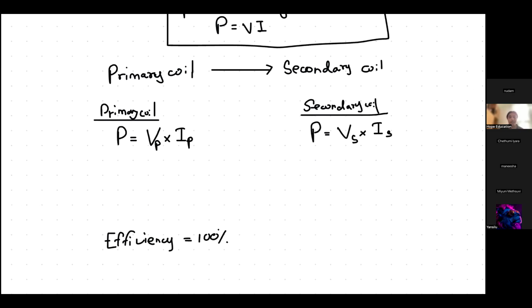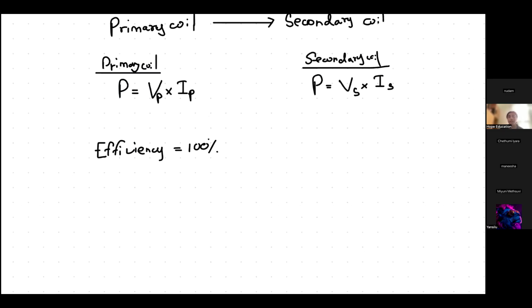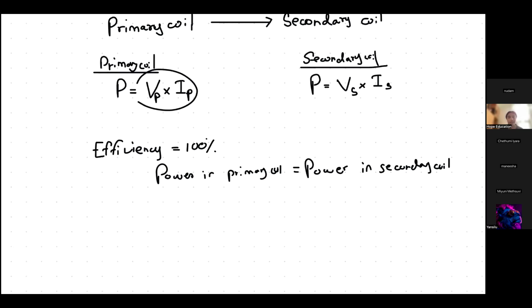If the efficiency is 100%, the power in the primary coil and the power in the secondary coil are equal. Power in primary coil equals power in secondary coil. Now power in the primary coil is Vp multiplied by Ip. Power in the secondary coil is Vs multiplied by Is.